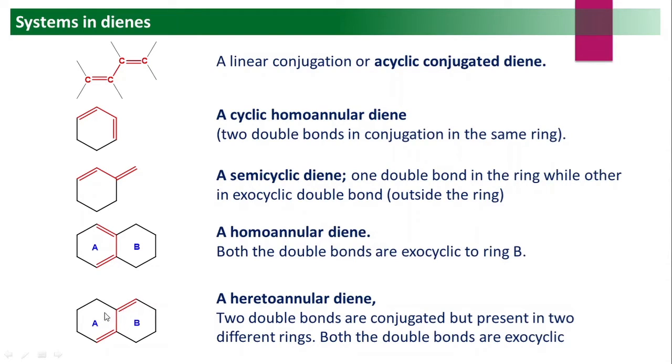Now we'll see this bond. This bond is outside of ring A, so this double bond is exo to ring A. Similarly, this double bond is outside of ring B, so it is considered the exo double bond of ring B. These concepts are very important so that we will understand the Woodward-Fieser rule, and we will apply these rules for the determination of lambda max for the given compound.